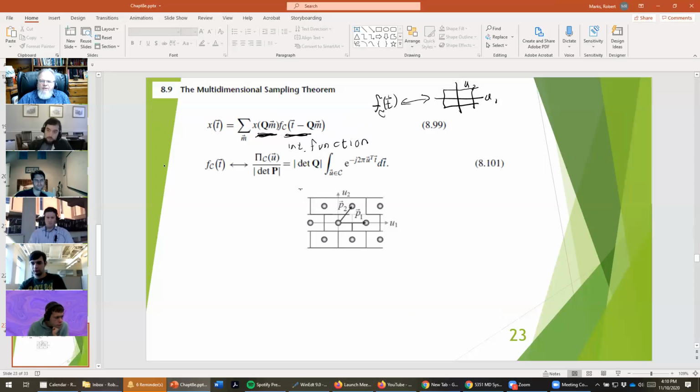So f sub c of t has a Fourier transform of a rectangle function, which is 1 inside the tile, divided by the determinant of P. That's just a scaling factor, if you will. So it's equal to the determinant of Q times this integral. And this integral is over any tile. This C value here corresponds to any tile.